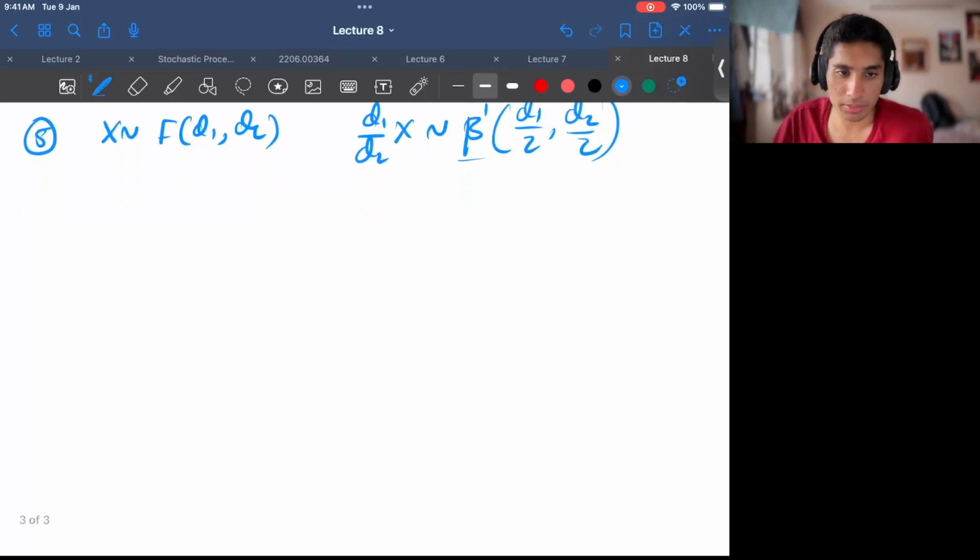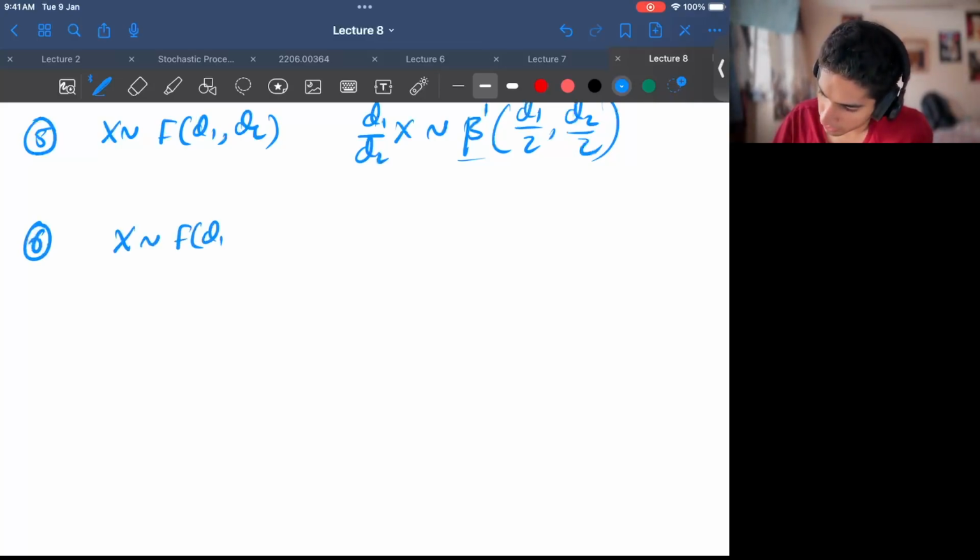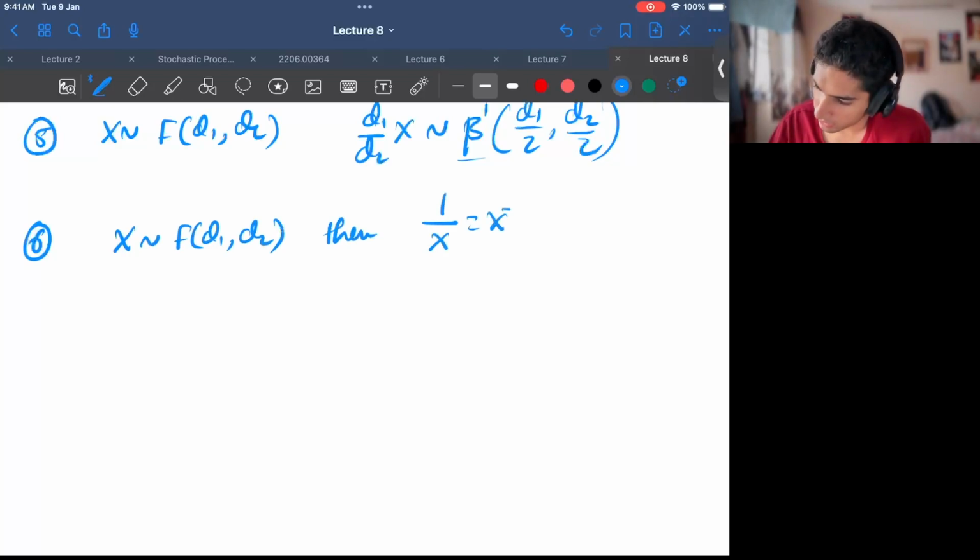What else? Well, this property is interesting, and it is sometimes used. The sixth property is that if x is distributed according to F d1 comma d2, then 1 by x, which is equal to x inverse, is also distributed according to an F distribution. However, the parameters are now reversed, so this is F d2 comma d1.